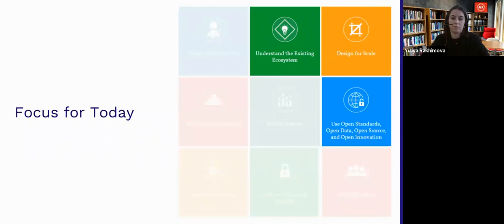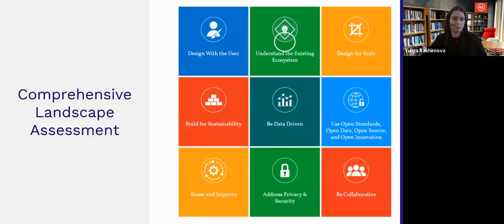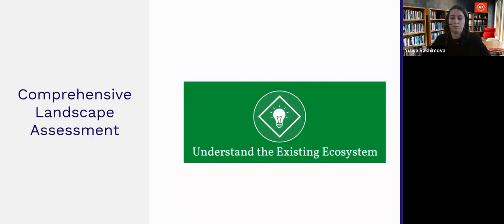While it might not be possible for me to cover how we've incorporated each of these principles into our process, I do want to talk about three key ones, which are understanding the existing ecosystem, use open standards, open data, open source, and open innovation, and finally, design for scale. Understanding the existing ecosystem. This principle states how well-designed initiatives and digital tools consider the particular structures and needs that exist in a country, region, and community.